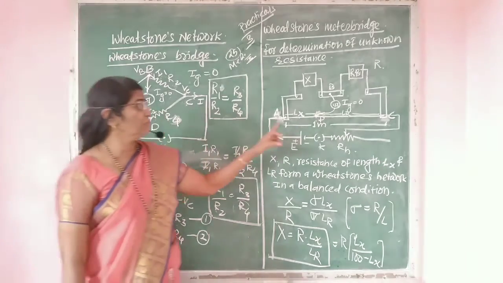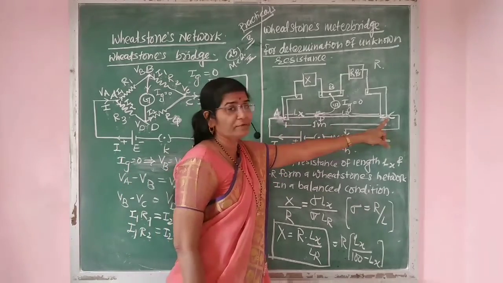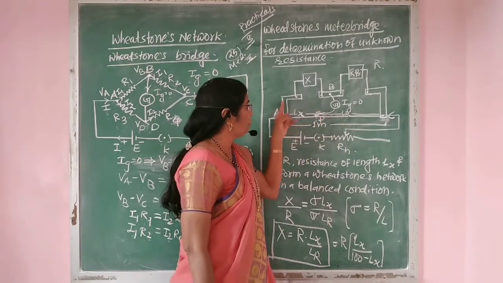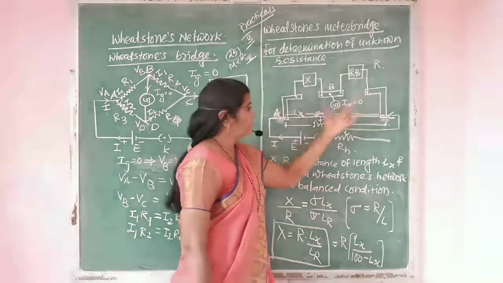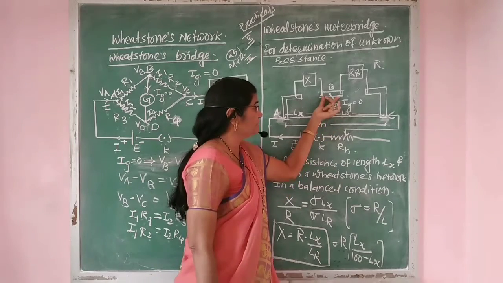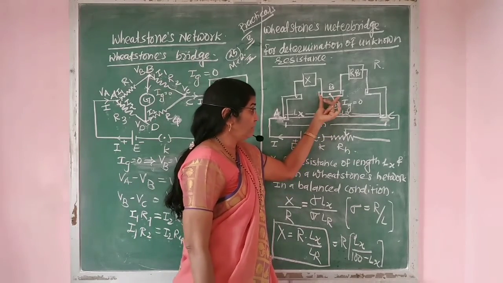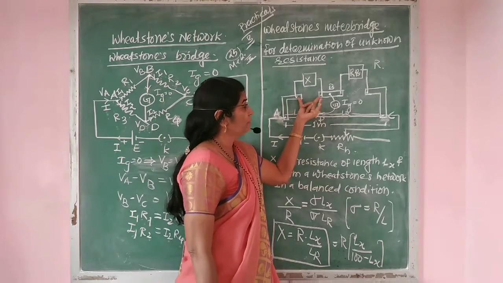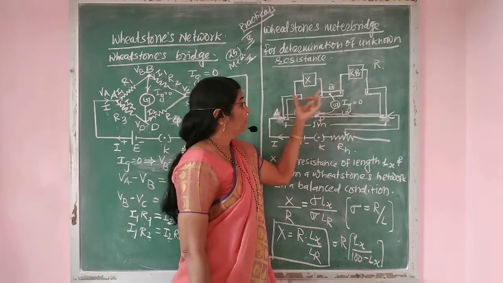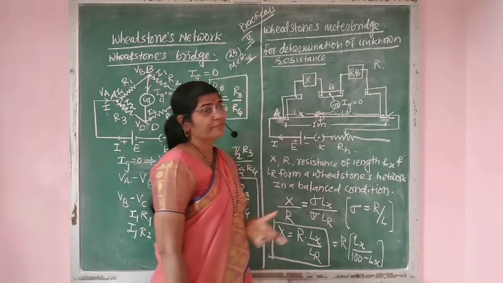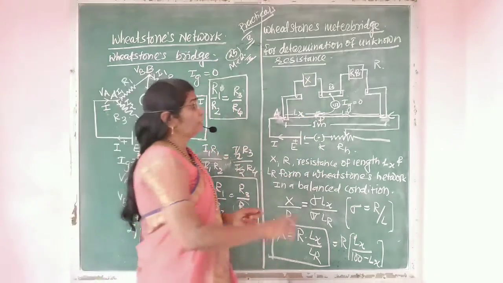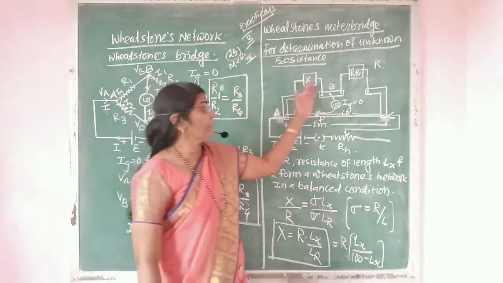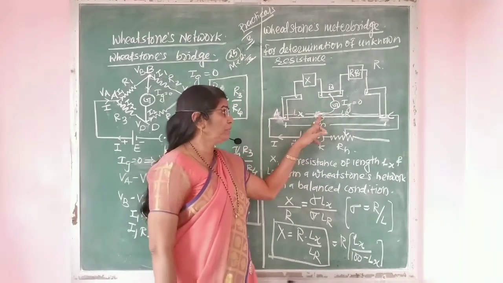It consists of a long uniform conducting wire AC stretched on a wooden board with two copper strips. A third copper strip is fixed on the wooden board in such a way that it produces two gaps. In one gap, unknown resistance X is connected, and in the other gap, the known resistance R is connected. The common point of X and R is connected to a jockey through the galvanometer.